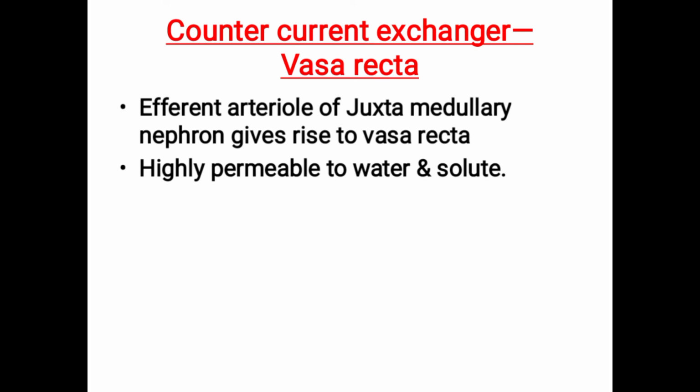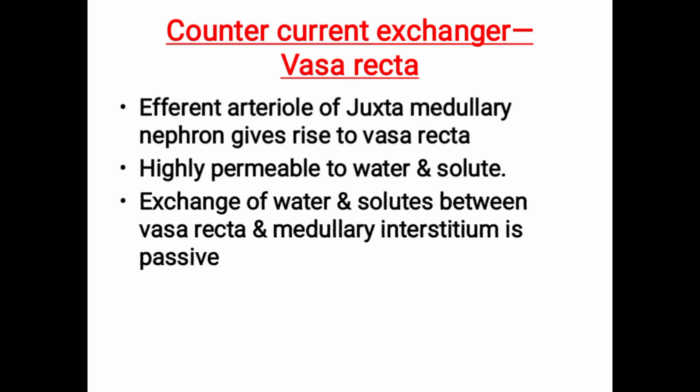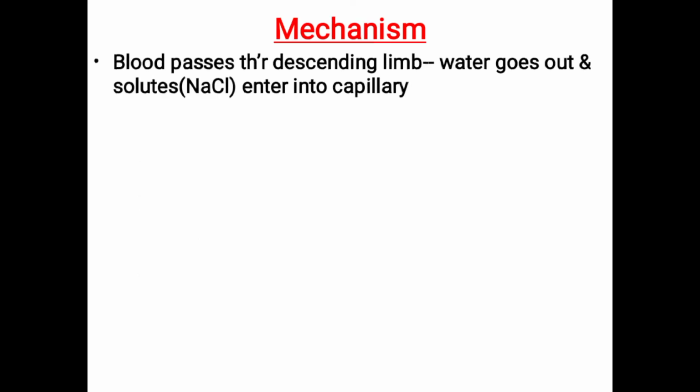The efferent arteriole of the juxtamedullary nephron gives rise to the vasa recta, which is highly permeable to water and solutes. There is an exchange of water and solutes between the vasa recta and the medullary interstitium, and that is a passive process. So we will see.